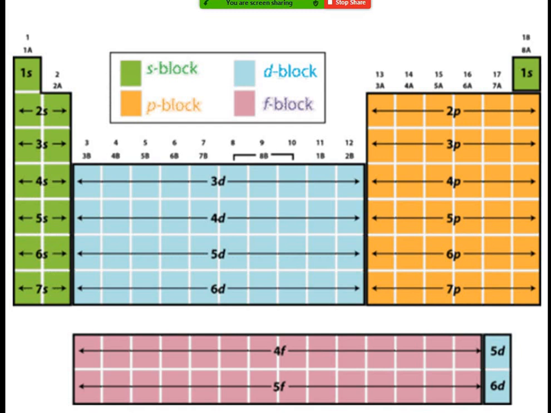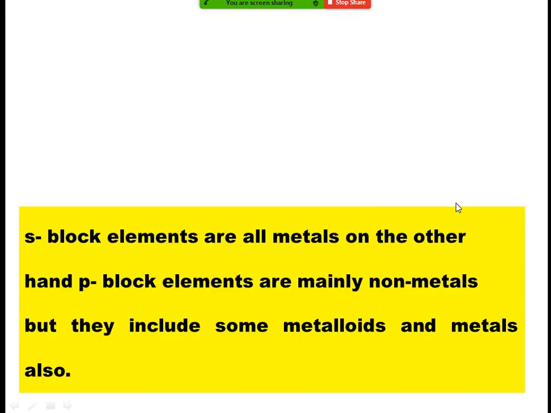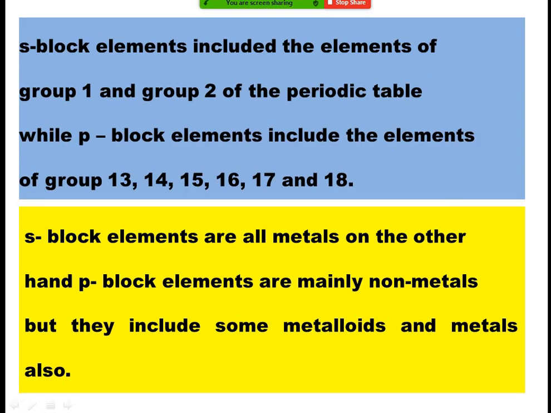Here we will discuss S block elements in detail. The S block elements are in group 1A and 2A, and these are groups 3A, 4A, 5A, 6A, 7A in this chapter in detail. Now, first of all, S block elements include the elements of group 1 and group 2 of the periodic table, while P block elements include the elements of group 13, 14, 15, 16, 17 and 18.